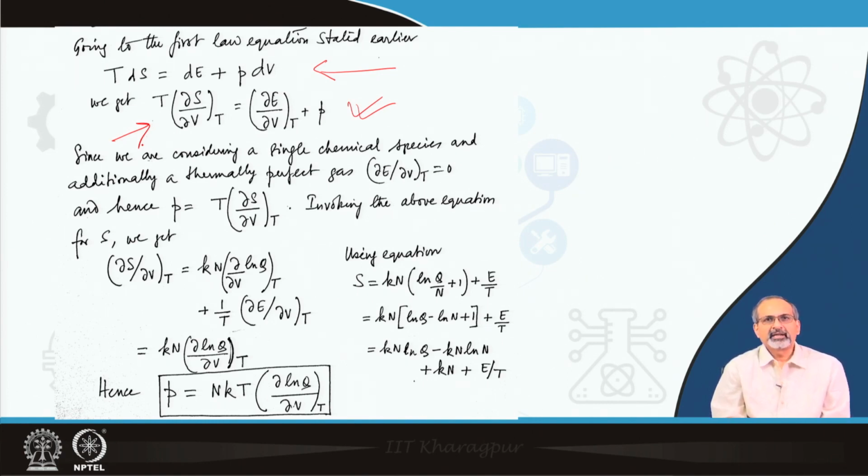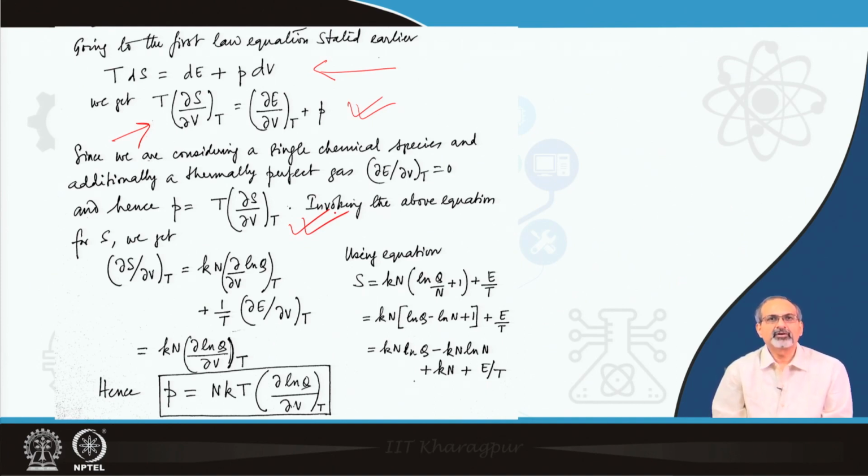Now, remember that for a thermally perfect gas model, the C_V that would be involved in the E definition will become a function of T, but nevertheless, when you take a derivative of the E with respect to volume at constant T, that will yield 0. Therefore, pressure can be expressed in this form: T times ∂S/∂V at constant T.